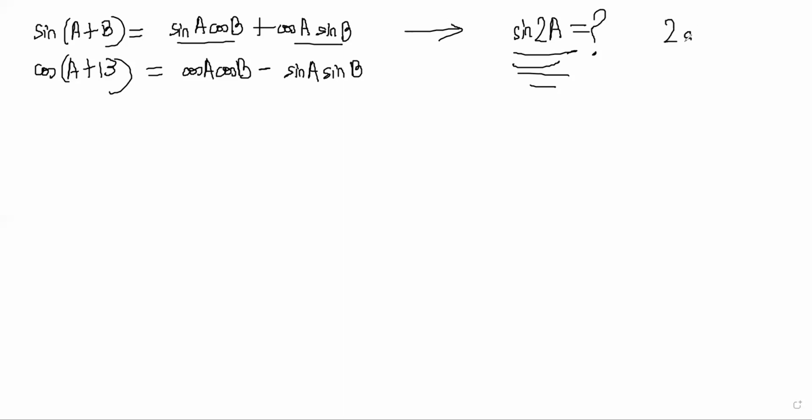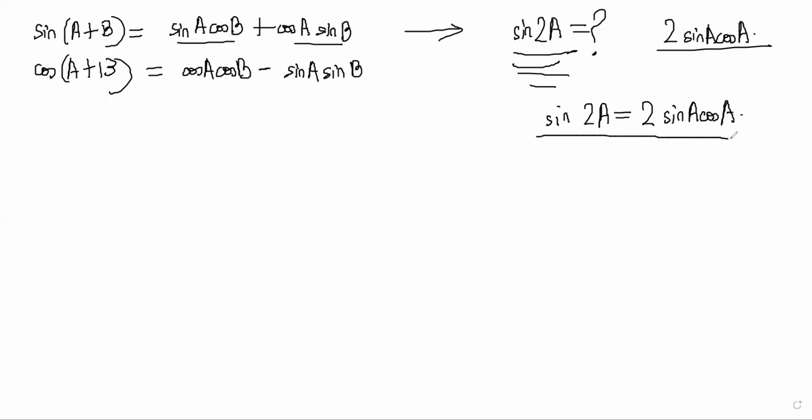So that's what will be the formula here. It will become simply sine a cos a plus sine a cos a, right? Yes, sir. You will get sine 2a is equal to 2 sine a cos a. Yes, sir. So that is the formula for double angle. This is called multiple angle formulas.